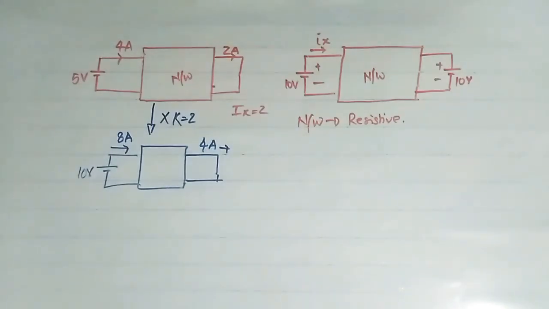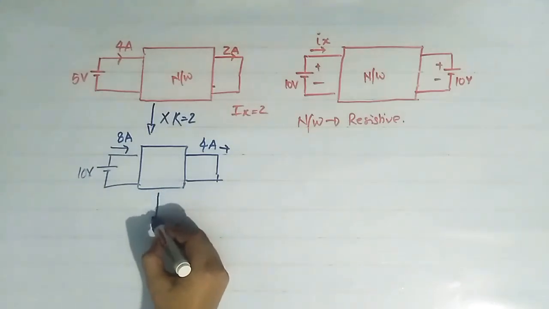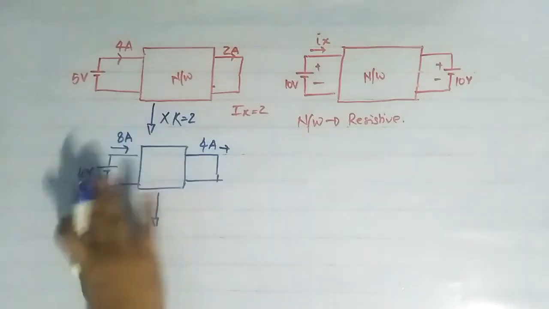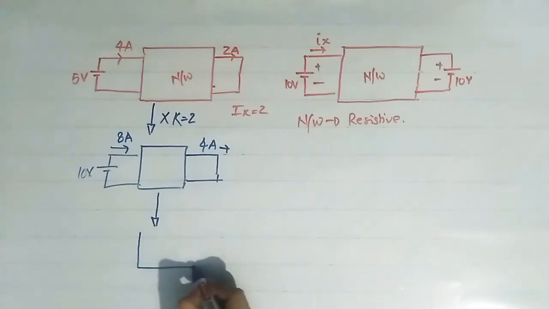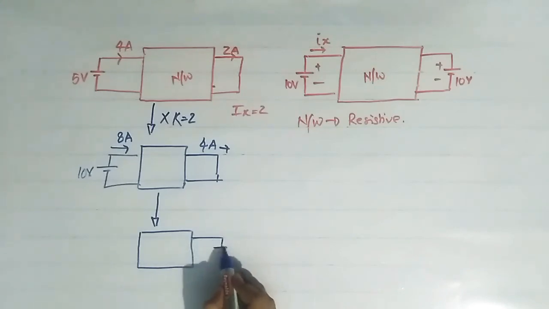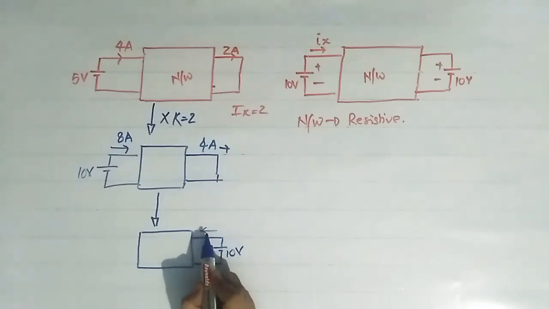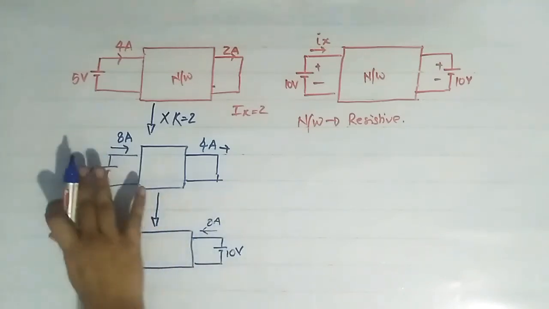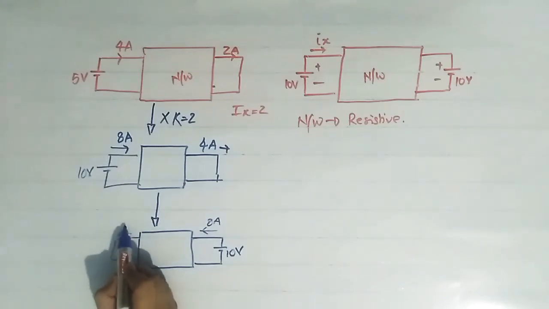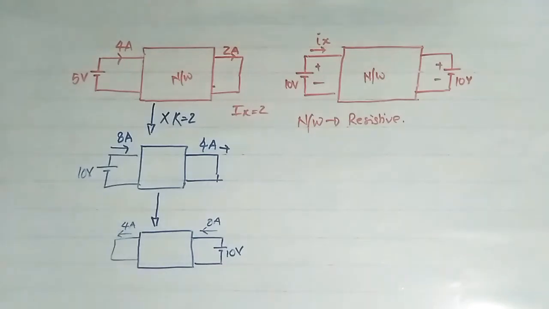Now we will apply the concept of reciprocity. As per the concept of reciprocity, these voltage sources we will interchange. So it says that if this 10 volt is applied here, and this is 8 ampere, then current in this branch will become 4 ampere. So that is the simple concept of the reciprocity theorem.